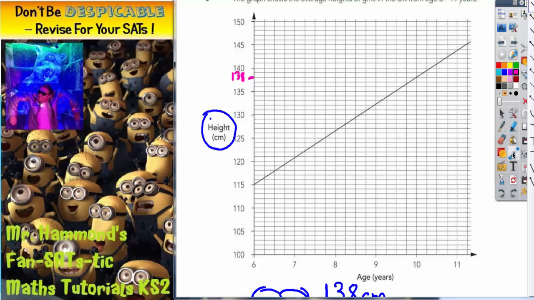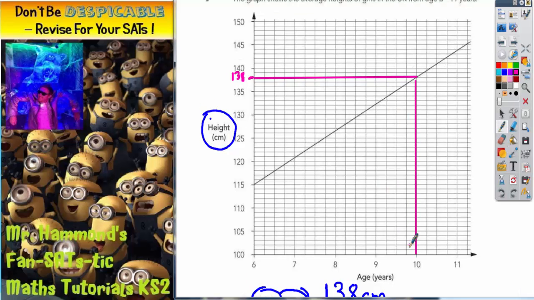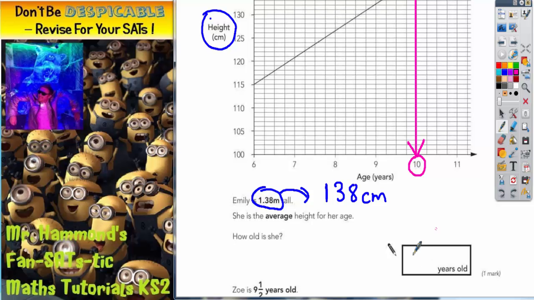Now what we need to do, now we've got 138, is very carefully, using a ruler, draw a line from 138 all the way across to the average height line. As soon as you hit the average height line, you need to draw a line straight down. And where you get to when you draw a line straight down is the age that we're interested in. And we've hit bang on 10 years old. So this is the answer we need to write in the answer box.